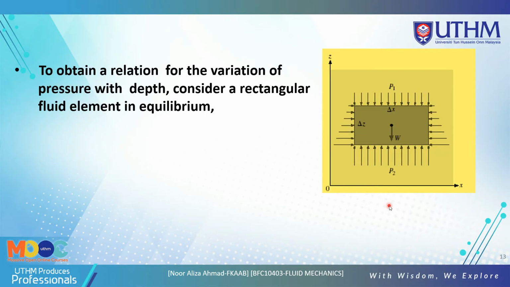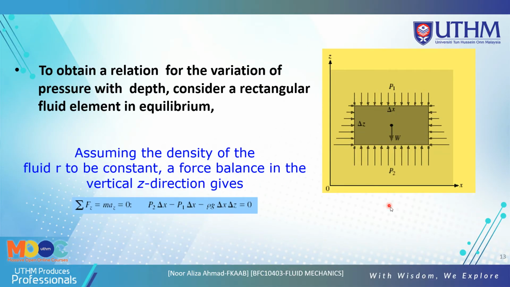So this is also the fluid here, with the weight of this liquid. To obtain a relation for the variation of pressure with depth, consider a rectangular fluid element. We assume that it is a rectangle. They have the force here, the pressure from the surrounding fluid. They have P1 here, P2 here, and also the pressure at this side and at this side here.